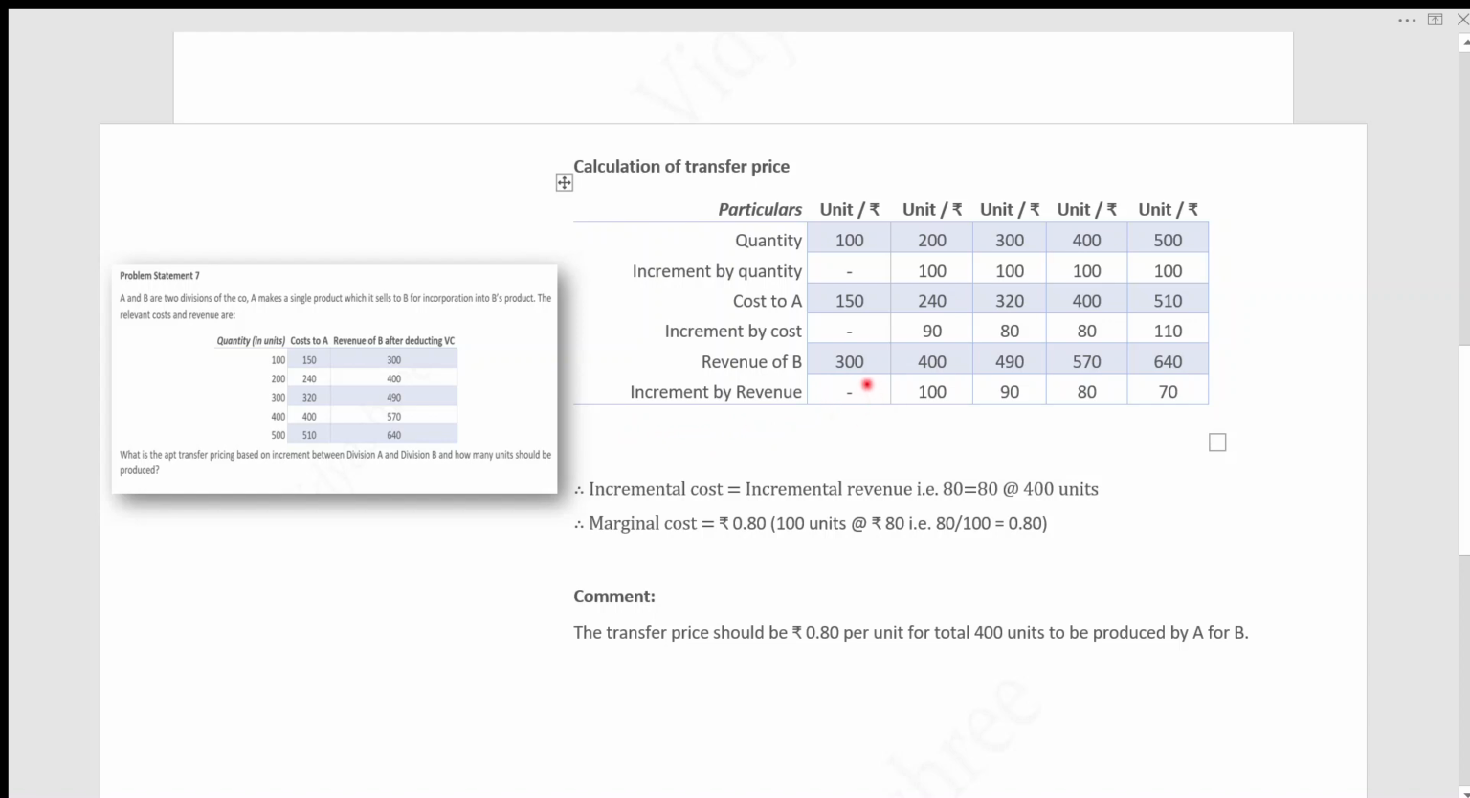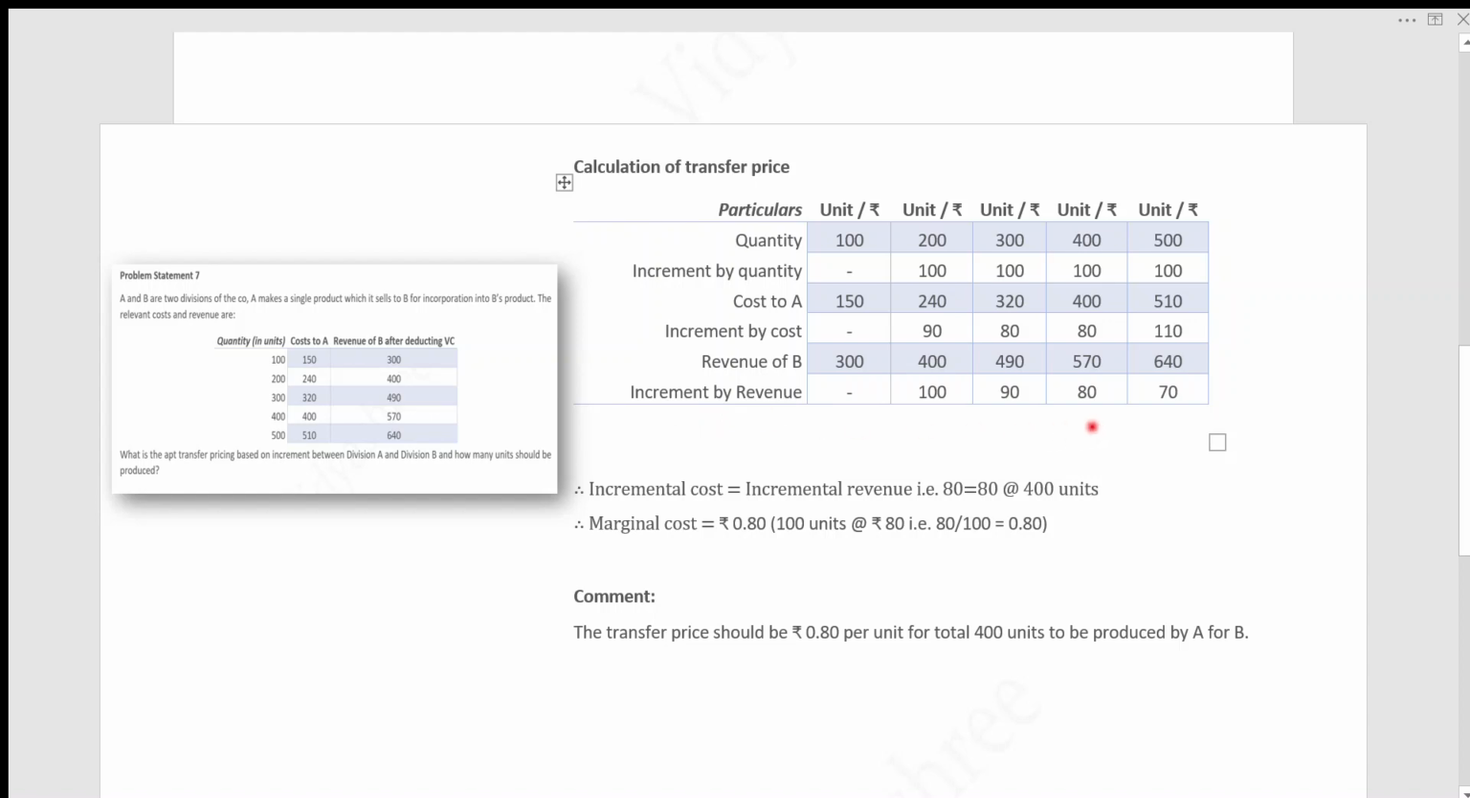Next, after the addition of 100 products, the revenue has increased from 300 to 400, so the difference is 100. For the next product, from 400 to 490, the revenue has increased, so for the 100 additional units the revenue is 90. Likewise, 490 and 570, the difference is 80. In other words, 640 minus 570 is 70. So this is the increment by revenue.